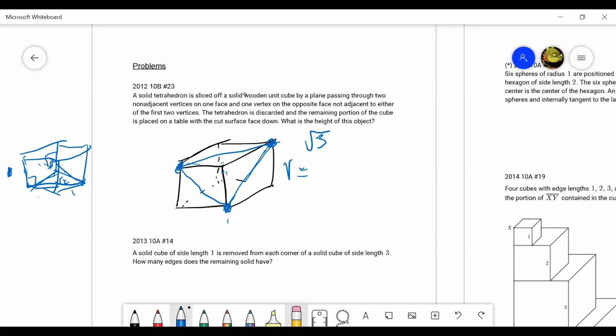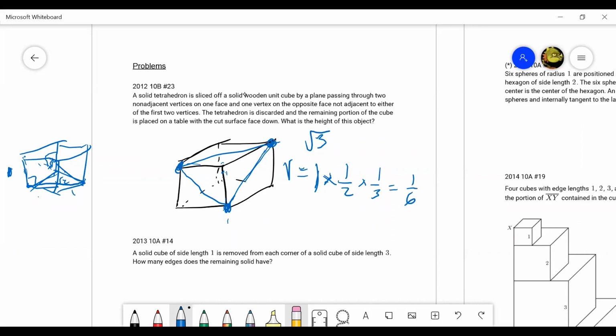So then the area of this, if we let the sides be 1, the height is 1 times the base. The base area is just going to be 1 times 1 over 2, so it's 1/2. And then we divide by 3 because the volume of a tetrahedron, or in this case a right pyramid, is going to be 1/3 base times height. So then that's just 1/6.